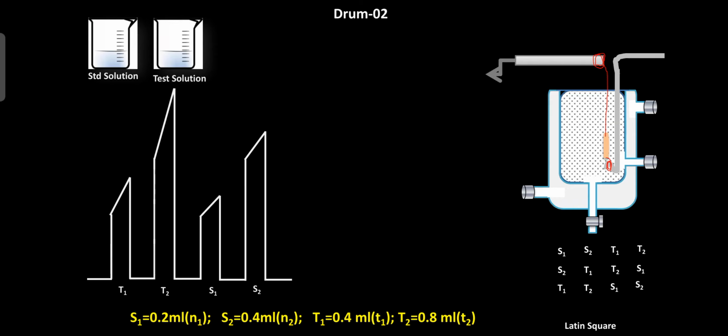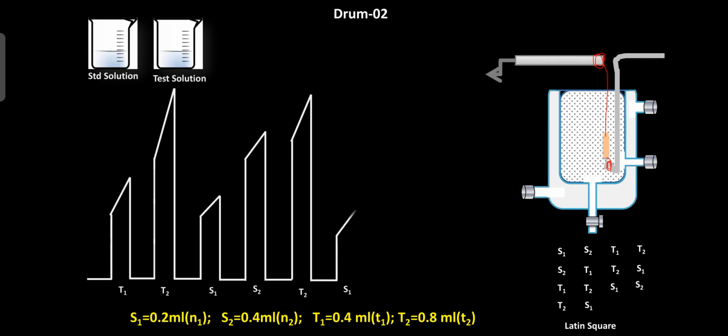So set 4 can start with the high dose of test, that is, add 0.8 ml of test solution and record response due to additions of 0.8 ml of test solution for 30 seconds. After 30 seconds, wash the tissues. Then record baseline. Then add 0.2 ml of test solution and record responses due to additions of 0.2 ml of test solution for 30 seconds. After 30 seconds, stop the drum and change the thyroid solution.